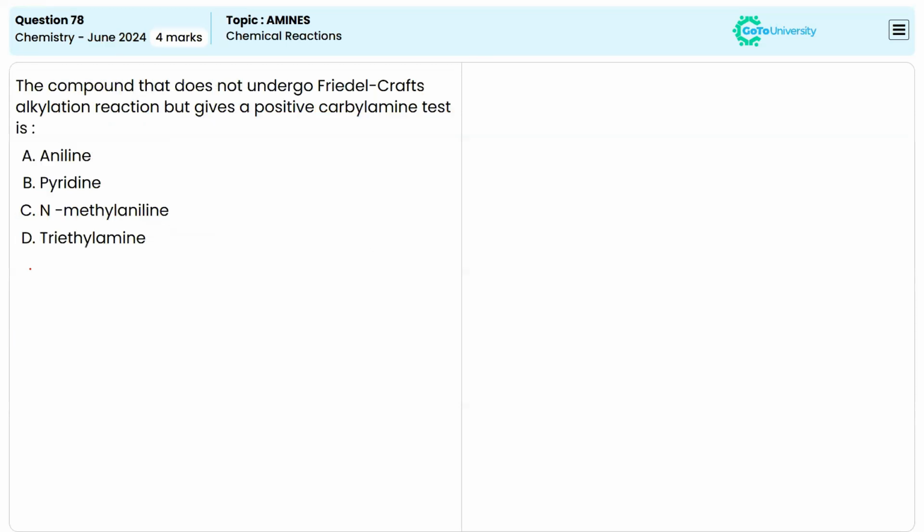Okay. Now, coming to the second one, the compound that does not undergo Friedel-Crafts alkylation reaction but gives a positive carbylamine test. Okay, so which is the correct answer? The compound that does not undergo Friedel-Crafts alkylation reaction but gives a positive carbylamine test. C. Aniline, they cannot produce the Friedel-Crafts reaction, right? Yes. And but gives a positive carbylamine test. That is possible, right? So aniline is the correct answer.